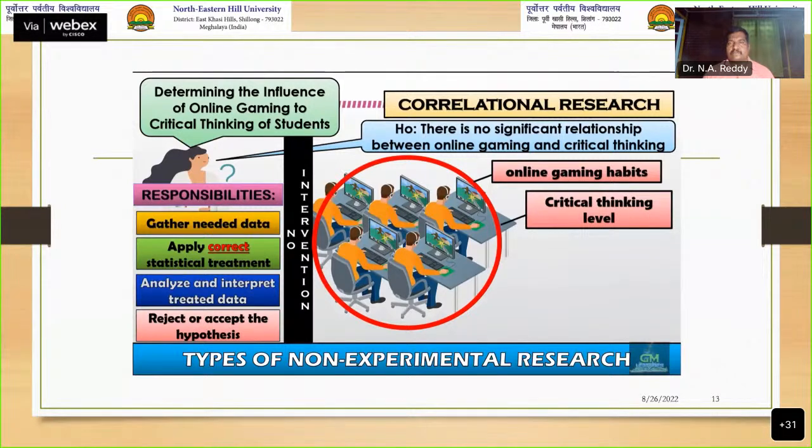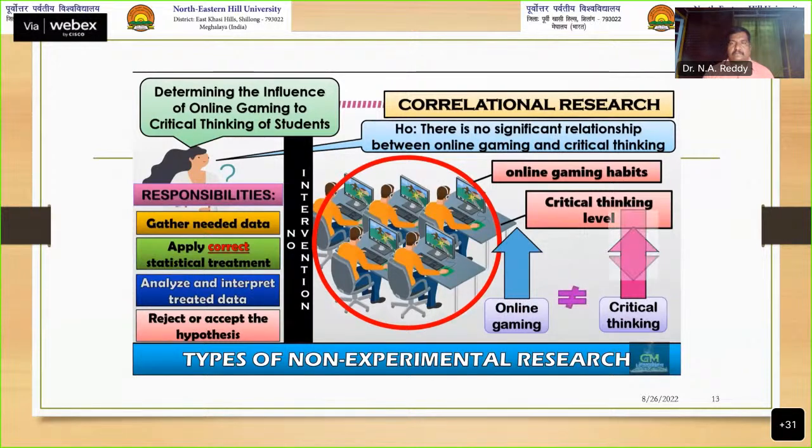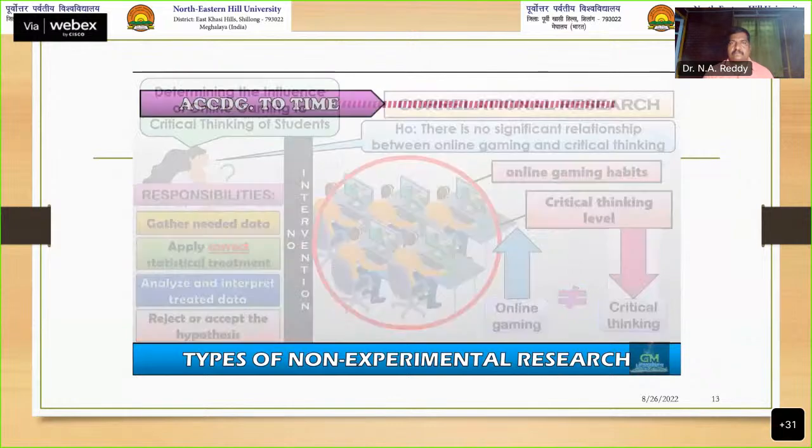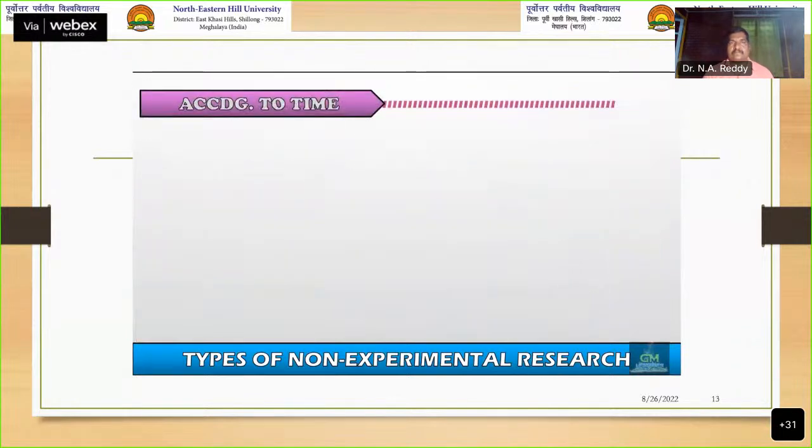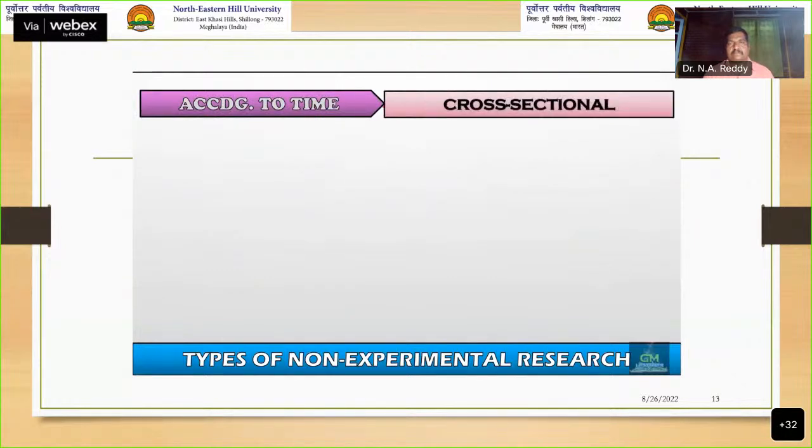From there, the appropriate statistical treatment will be given in order to determine whether there's a relationship between online gaming and critical thinking, whether an increase in online gaming would result to an increase in critical thinking, or vice versa. At this point, we now focus on discussing the different types of non-experimental research designs according to time. Starting off with the cross-sectional research.